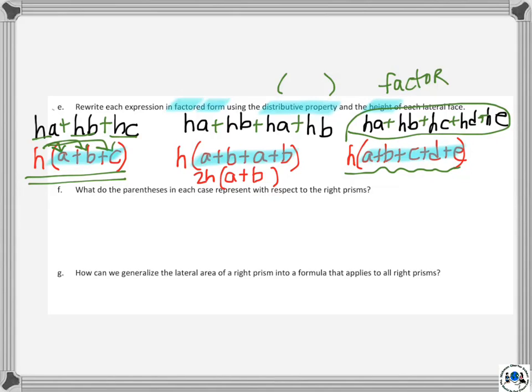So what does the parenthetical portion in each case represent with respect to the right prisms? Really quite fascinating. Come on back and see if you get the right answer. I wonder who got it. So, again, what do the values in those parentheses in each case represent with respect to the right prism?